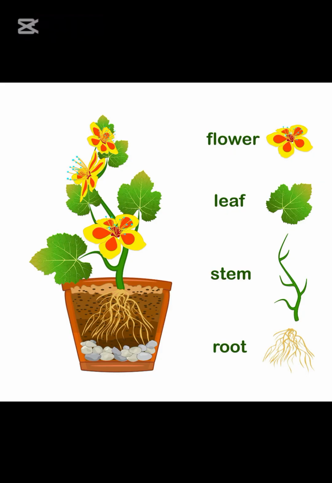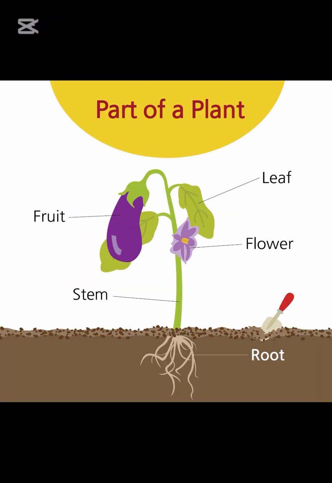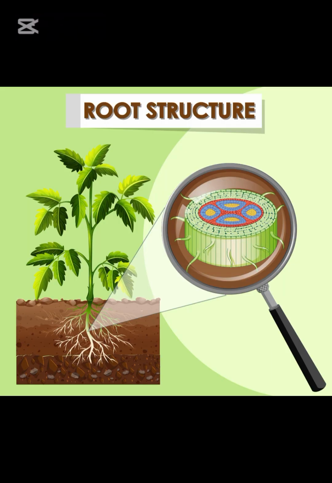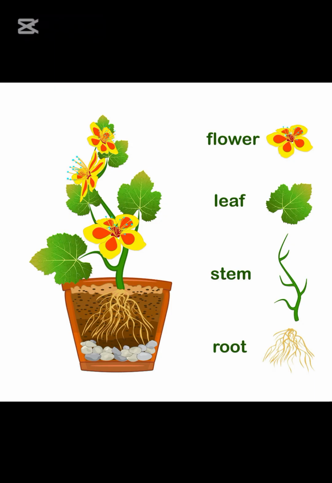Okay, so let's proceed. What do the roots do? So let me ask you, what do your legs do? You walk with them, right? Good. So what do you think the roots of your plant get to do? Because they are actually doing something. Every root of your plant helps your plant to drink water. The roots help the plant to drink water from the soil.